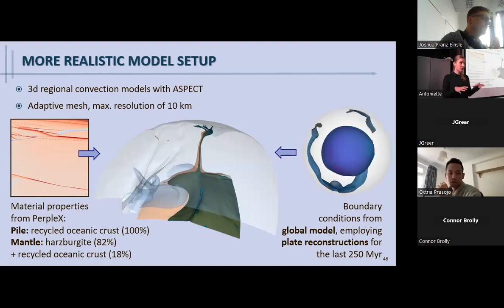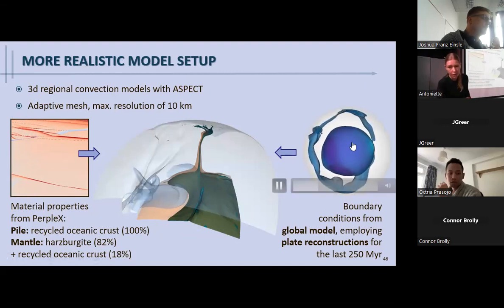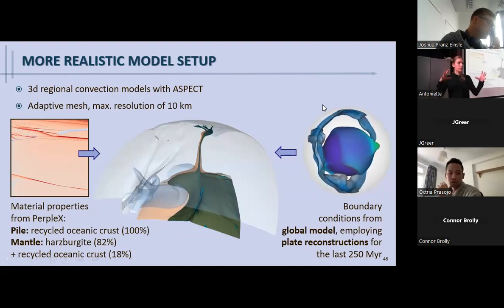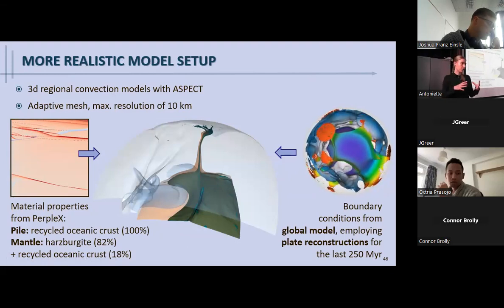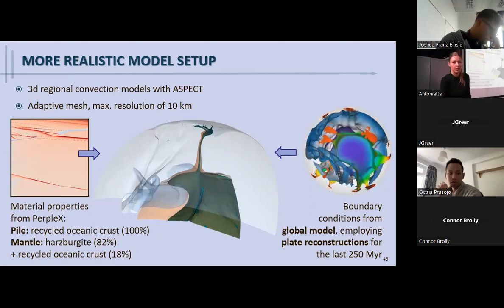And then as the boundary conditions for this model, we ran a global model that at the surface had a plate reconstruction prescribed as the boundary conditions. And that's because then we would get the subduction zones in the same locations where they were in the Earth's past. And so we would get them in the right location to sort of affect these chemical reservoirs.